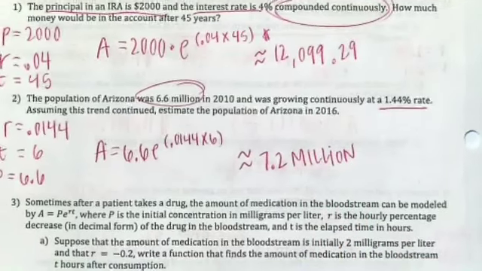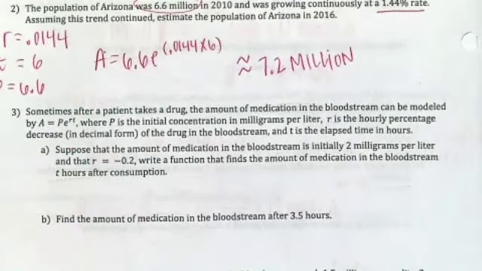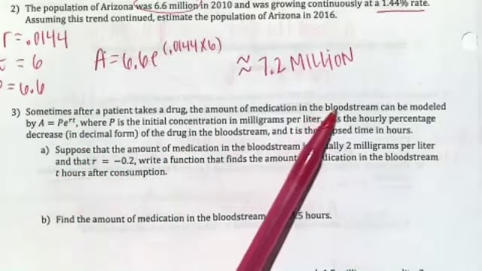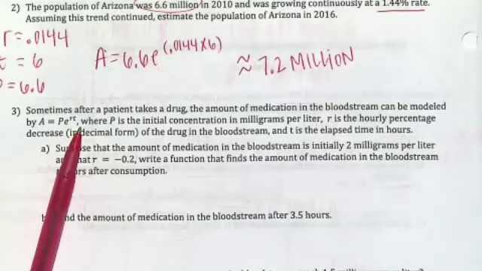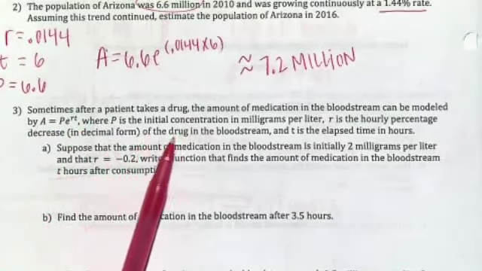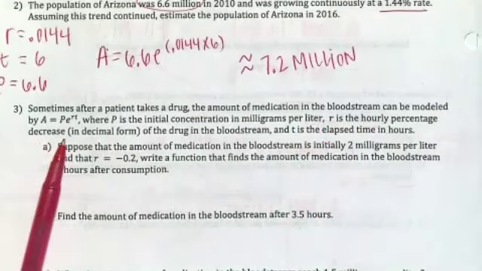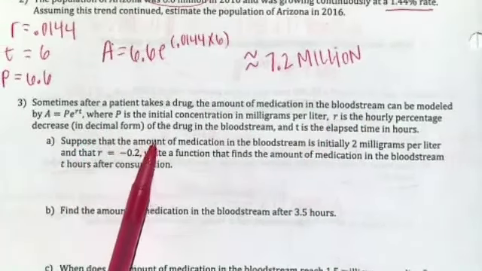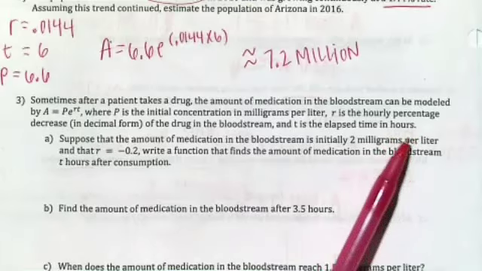All right. If you want to try number 3, go for it. You're more than welcome to do so. I'm going to go ahead and go, so pause the video if you want to do this on your own. Sometimes after a patient takes a drug, the amount of medication in the bloodstream can be modeled by our continuous compound formula, where P is an initial concentration in milligrams per liter, R is the hourly percentage decrease in decimals of the drug in bloodstream, and T is the elapsed time in hours.